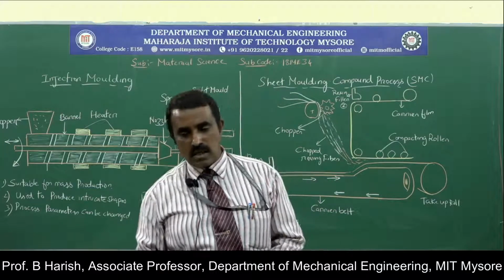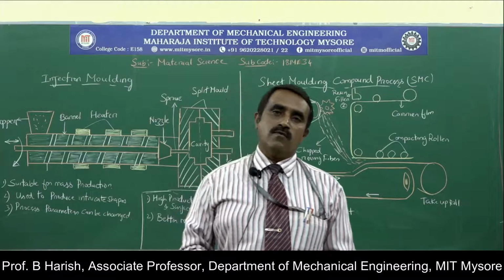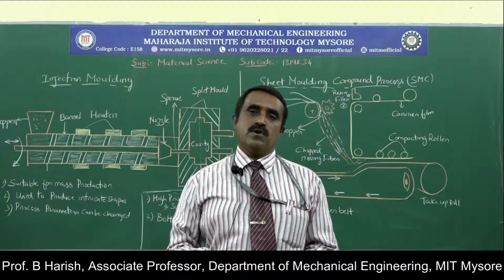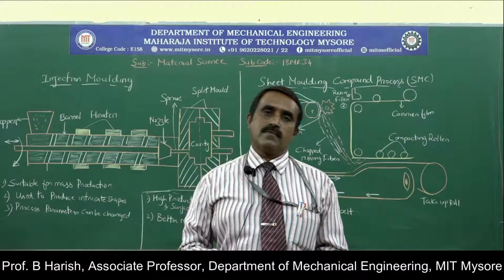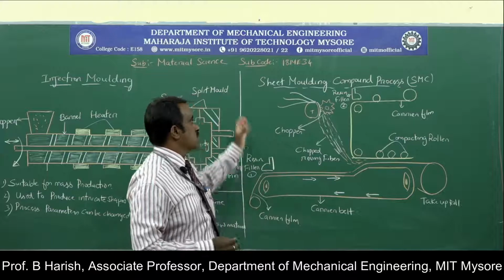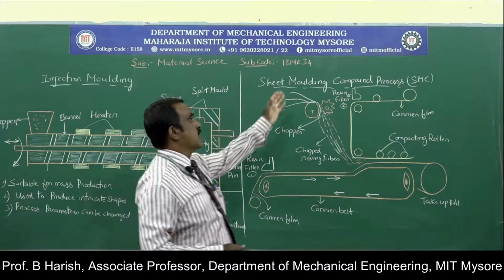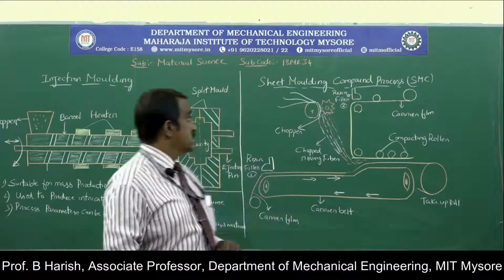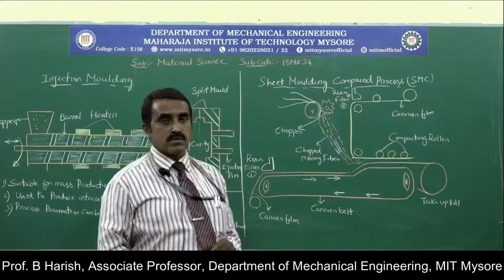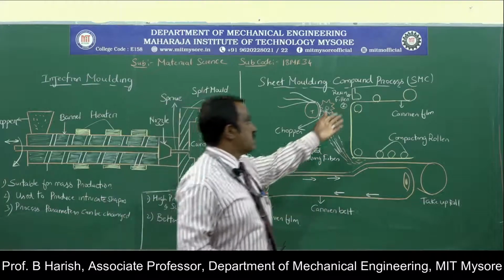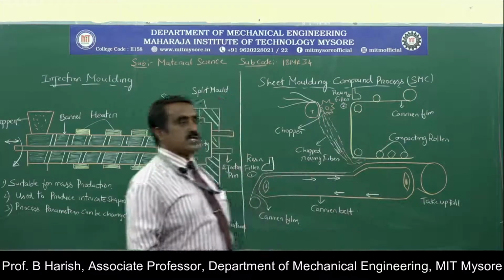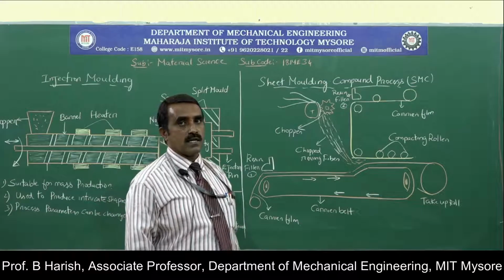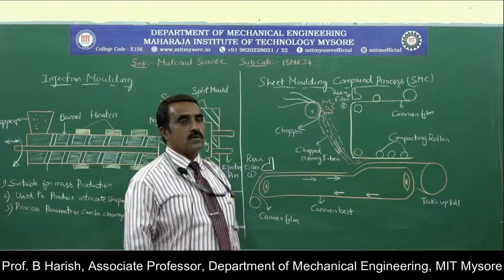So this is about the injection molding process, which is one of the most widely used processes for manufacture of composite material. Next, we have one more process called the sheet molding compound process, in short SMC. This is once again a closed mold process; it comes under the heading of closed mold process.